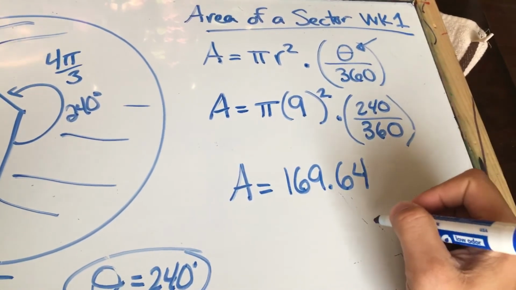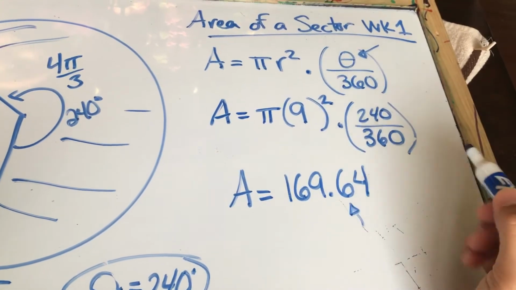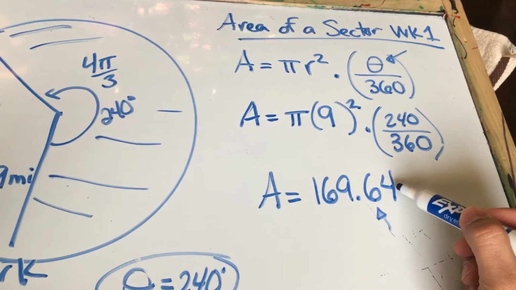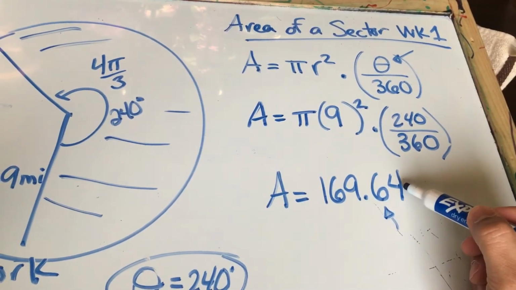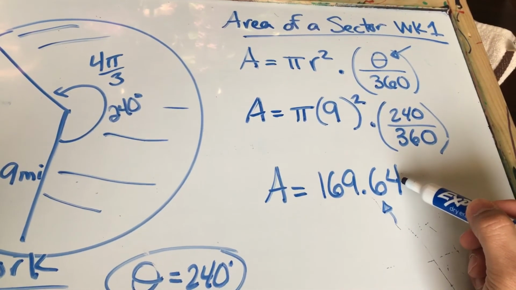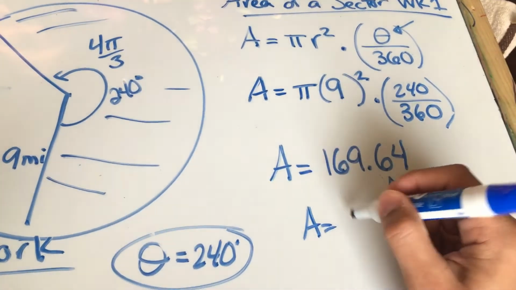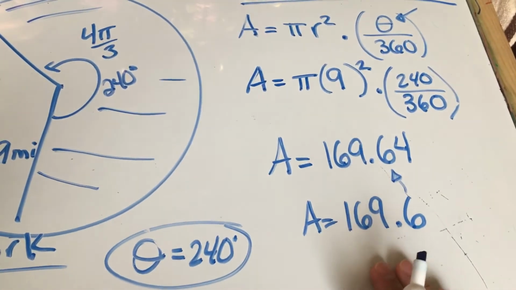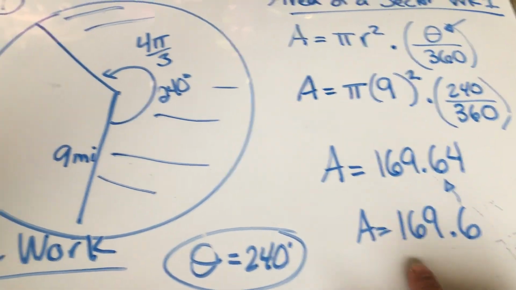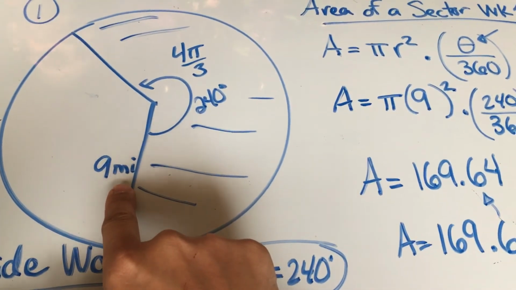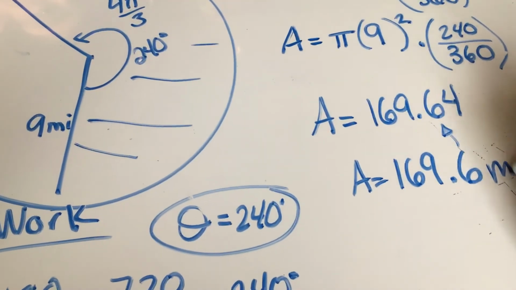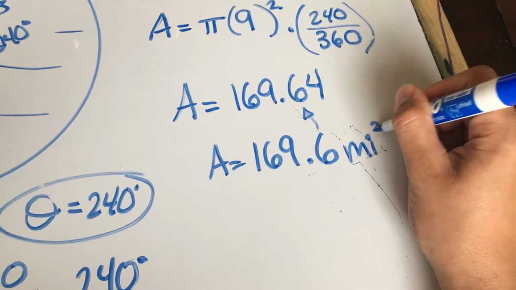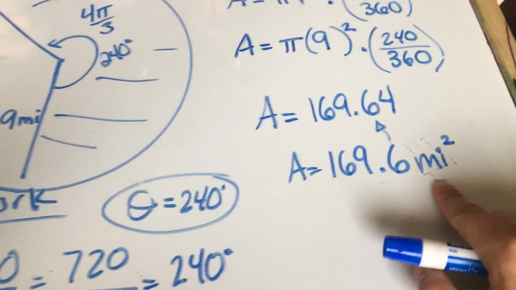169.64, and I do want you to round to the tenths place. So this number has to be 5 or higher for me to round up. In this case, it is not, so we will not round up. It will stay the same. So my answer is going to be 169.6, and because it is area, we need units, and our units are in miles. And area is always two-dimensional, so it's going to be miles squared, okay? Make sure that miles are squared.